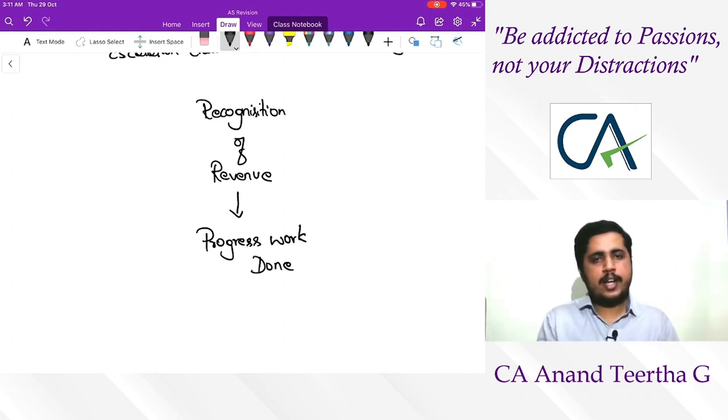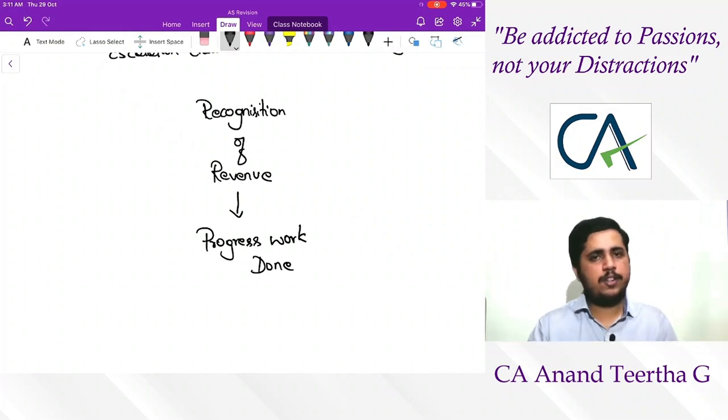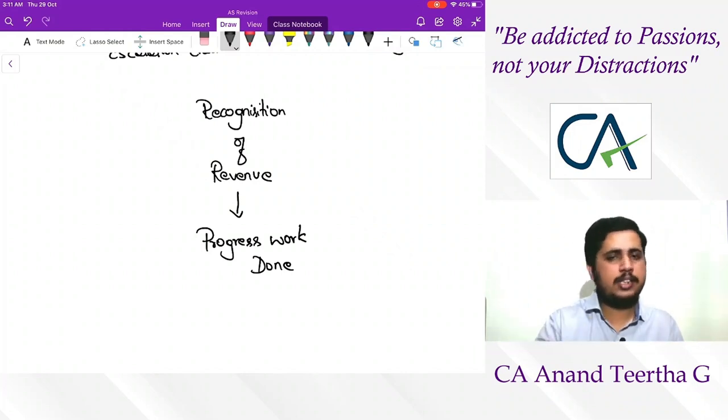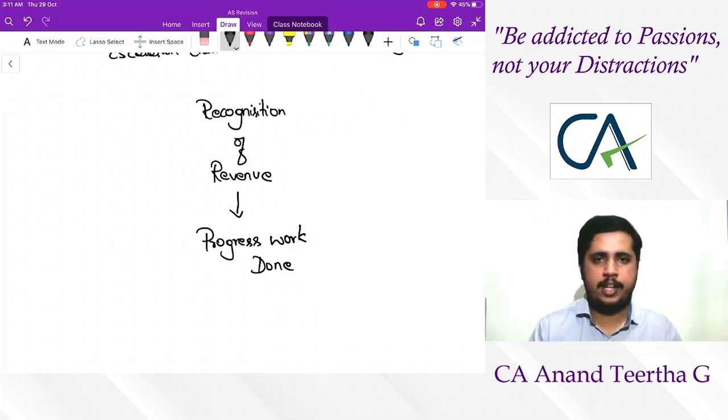See, I can give you a simple example. Say 100 rupees is the total price of the contract. Okay, 100, I will just take a simple number. Assume that the contract is for 3 years. Now if you go with the mindset that let me recognize revenue at the end of the contract, this entire 100 will be recognized in the third year only.